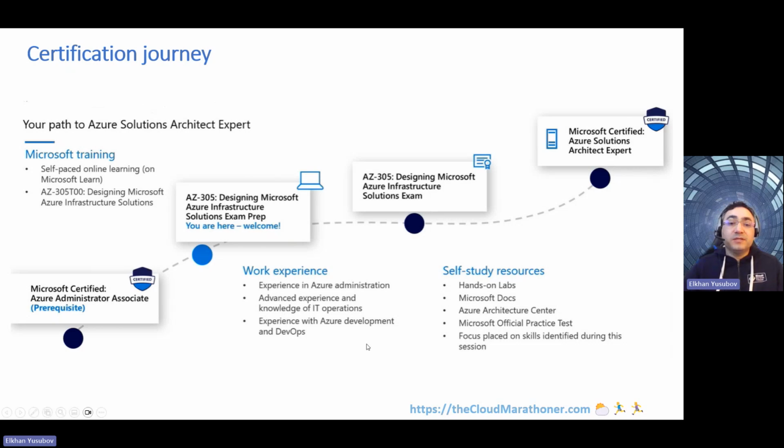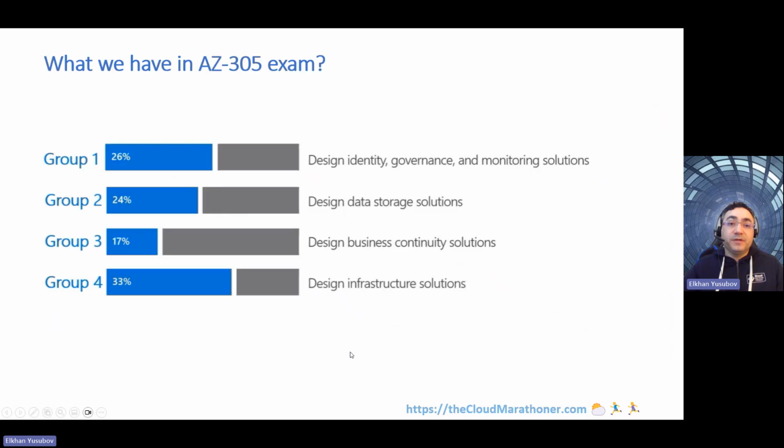So that said, let's look at some exam objectives of the Microsoft exam called AZ-305, Designing Microsoft Azure Infrastructure Solutions, and see what are the categories that you need to get up to speed with. First of all, there are four categories that you see here on the main screen. The first is designing identity, governance, and monitoring solutions. Then you have the part where you deal with storage solutions. And then we have business continuity solutions, which covers more of disaster recovery and backups. And then finally, we have designing infrastructure solutions, which is the biggest part.